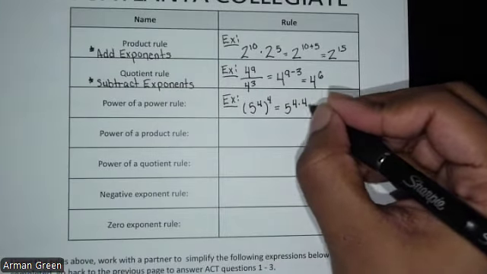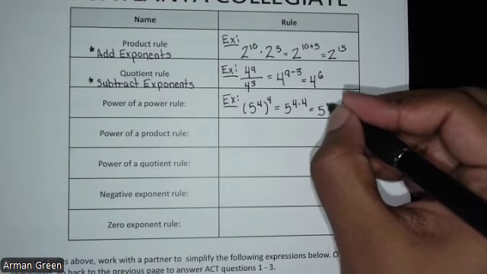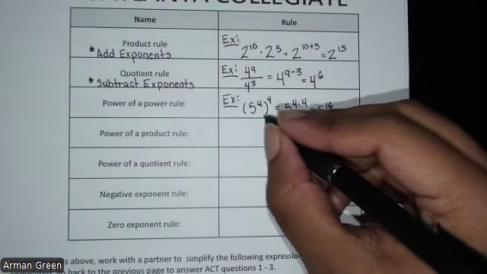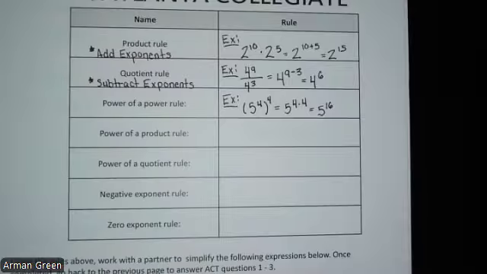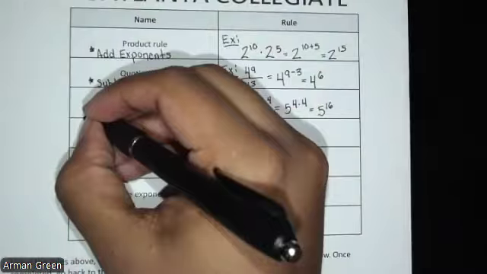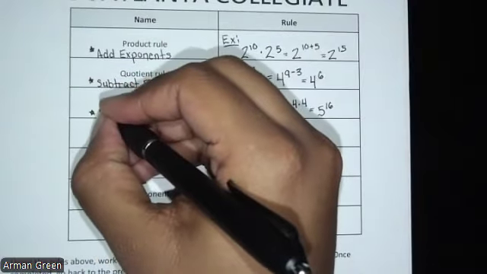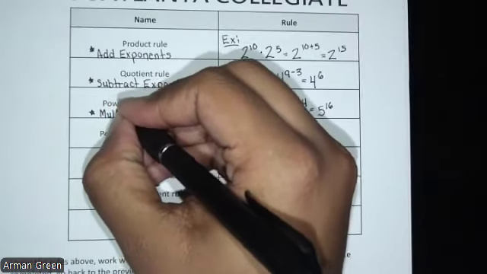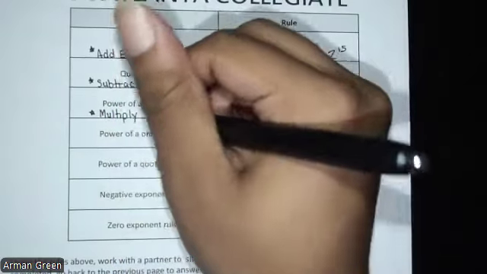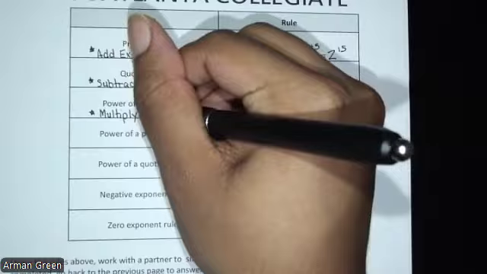So if I did 4 times 4, that's 16. So in other words, this here simplifies to 5 to the power of 16. So the key here is that if you're dealing with something like this, you're just going to multiply your exponents.